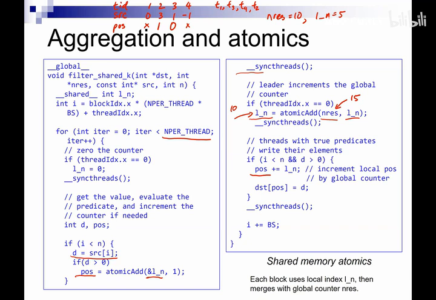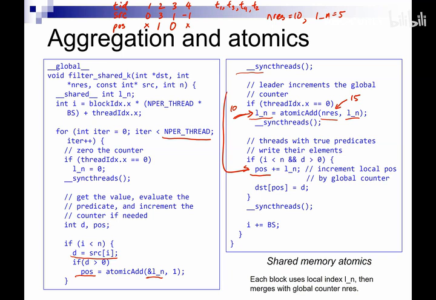Okay, so finally, let's return over here. This is where we actually write these source values into the destination. Imagine that when we did the atomic add onto nres, suppose we got back the value 10. That would mean that all of the other threads have discovered 10 positive values already.